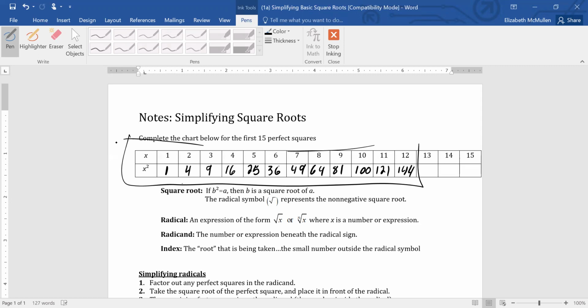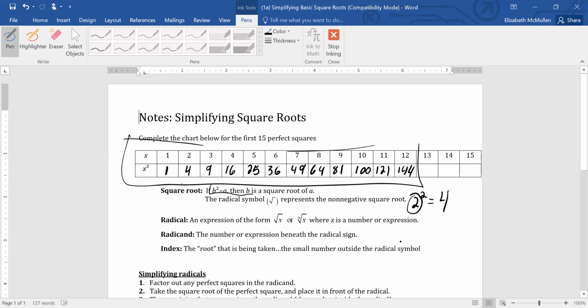All right. So looking down, what exactly is a square root? If b squared equals a, then b is a square root of a. What this is saying is the radical symbol represents the non-negative square root. Look at this: if 2 squared equals 4, then 2 is the square root of 4. Sometimes it makes a lot more sense when you see it with numbers than it does in letters, which is a little more abstract.